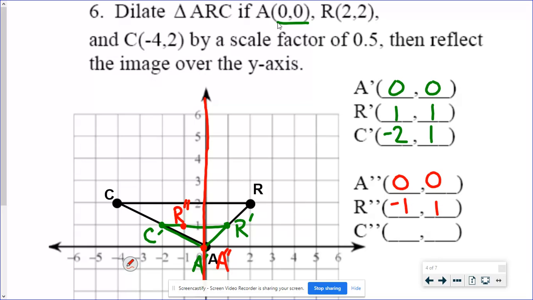C prime is 2 to the left, so double prime is going to be 2 to the right. So here is my new shape. Way confusing with all of that stuff overlapping. But remember what our rule is for the y-axis reflection. I'm going to change the signs of the x's. So everything in this column should change signs. 0 doesn't have a sign, so it doesn't have to change. But the 1 changed to a -1, the -2 changed to a +2.